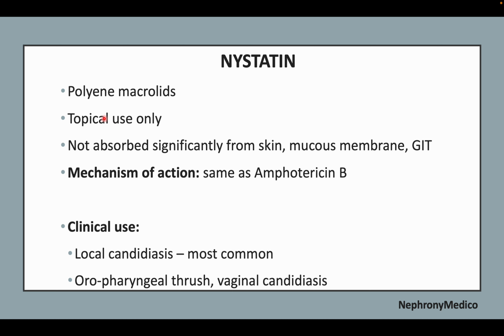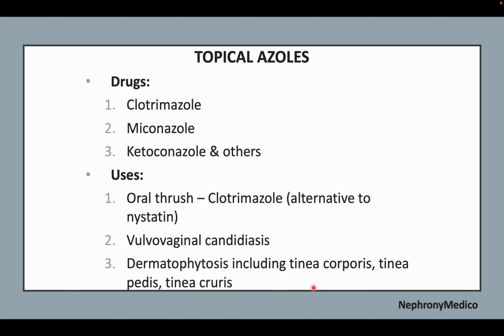Nystatin. It is topically used only and not absorbed significantly from skin or mucous membrane or GIT, and the mechanism of action is the same as amphotericin B. It is used for local candidiasis, oropharyngeal thrush, vaginal candidiasis.